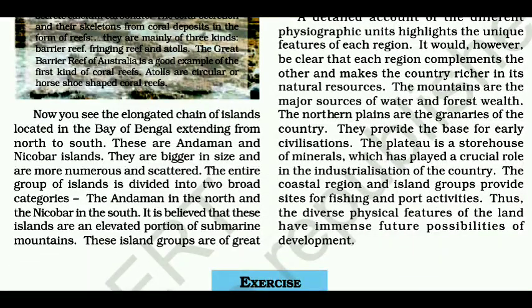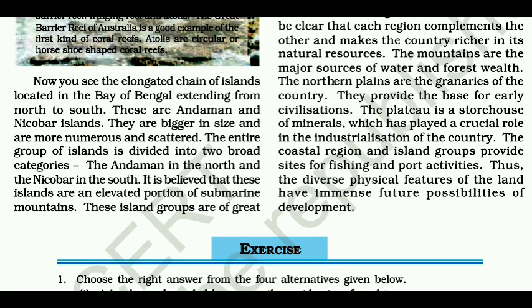Now you see the elongated chain of islands located in the Bay of Bengal extending from north to south. These are Andaman and Nicobar Islands. They are bigger in size and are more numerous and scattered. The entire group of islands is divided into two broad categories, the Andaman in the north and the Nicobar in the south.